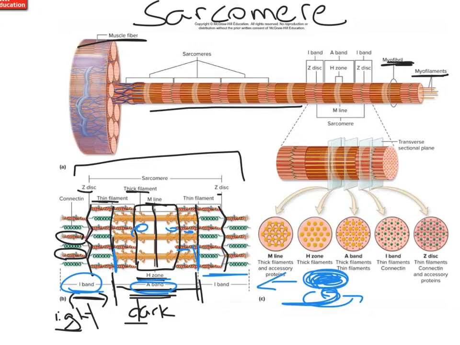And with maximal contraction, the H zone can disappear. So the I band and the H zone can disappear with maximal contraction, and the A band is going to stay the same size.